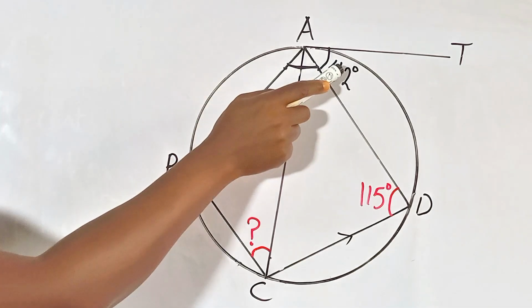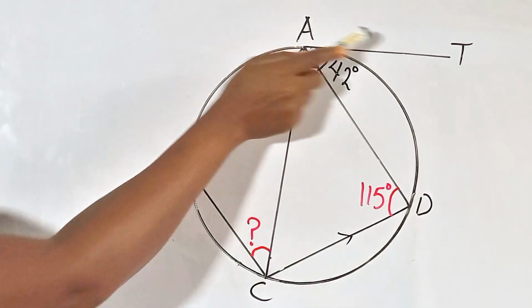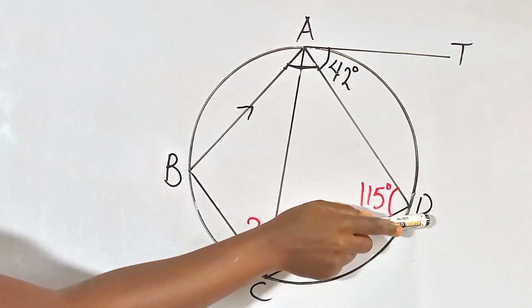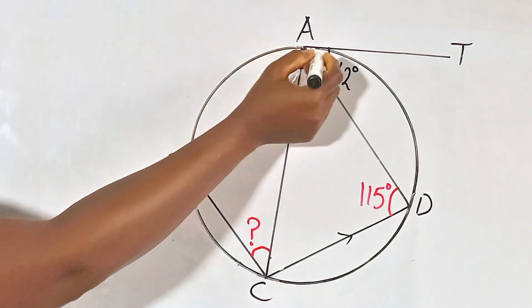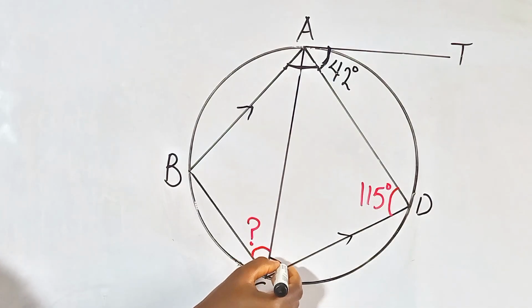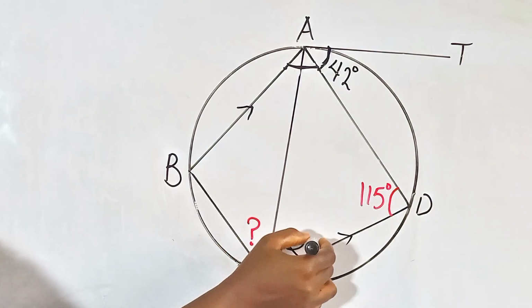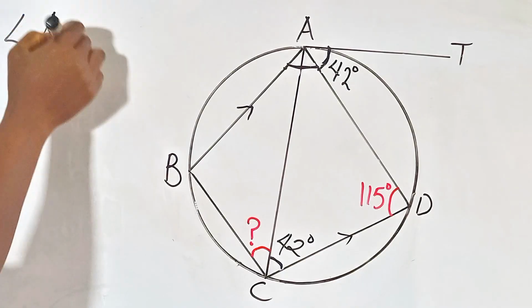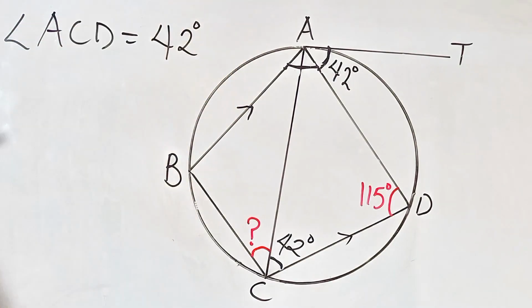Let's start with this angle given to us. This angle is formed between tangent AT and chord AD. The secret here is this angle here, 42 degrees, is equal to this angle at C in the alternate segment. Therefore, angle ACD is equal to 42 degrees.